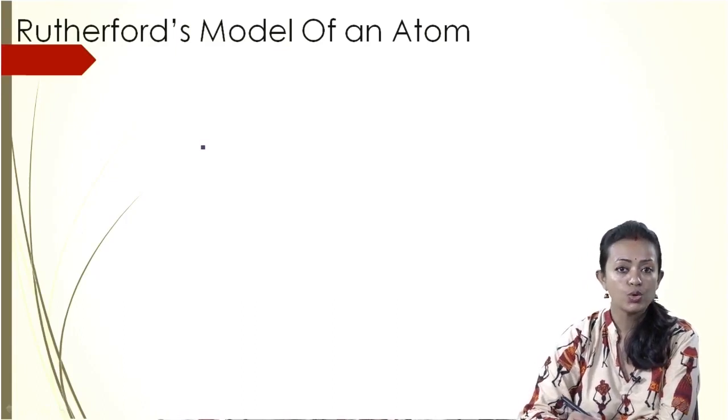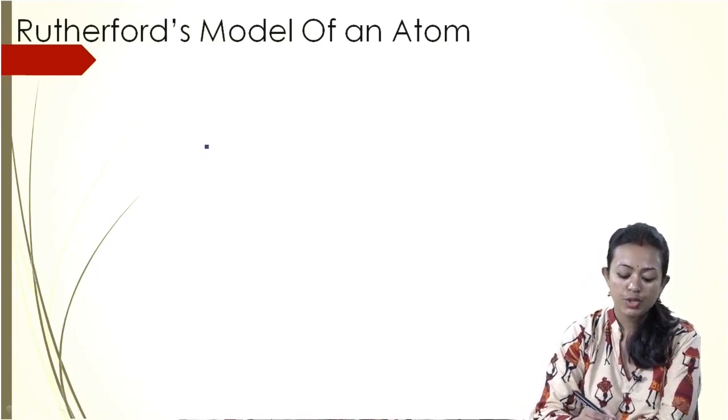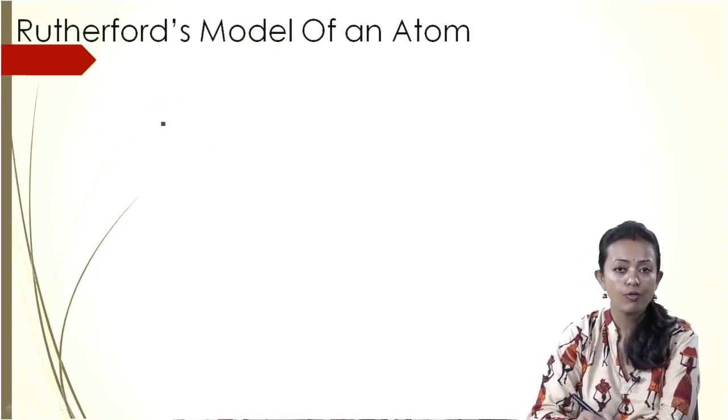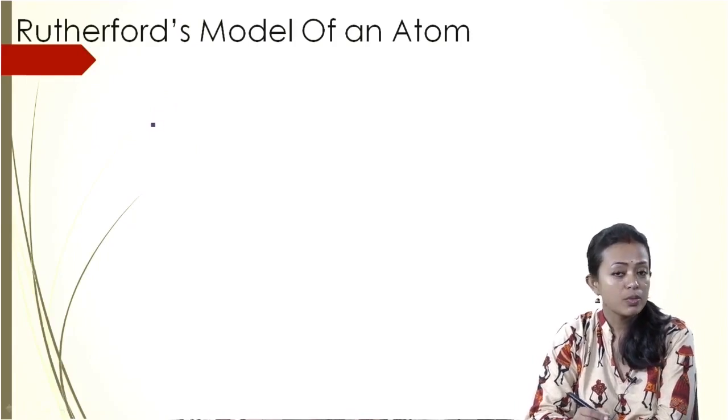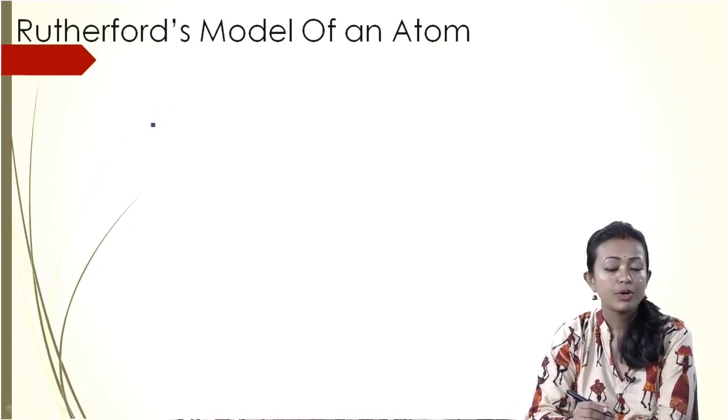He took a very thin foil of gold. The reason why he took gold was because gold is the most malleable and ductile metal, and it is the only metal that can be beaten down to a very, very thin sheet. So taking that into consideration, Rutherford selected gold foil.